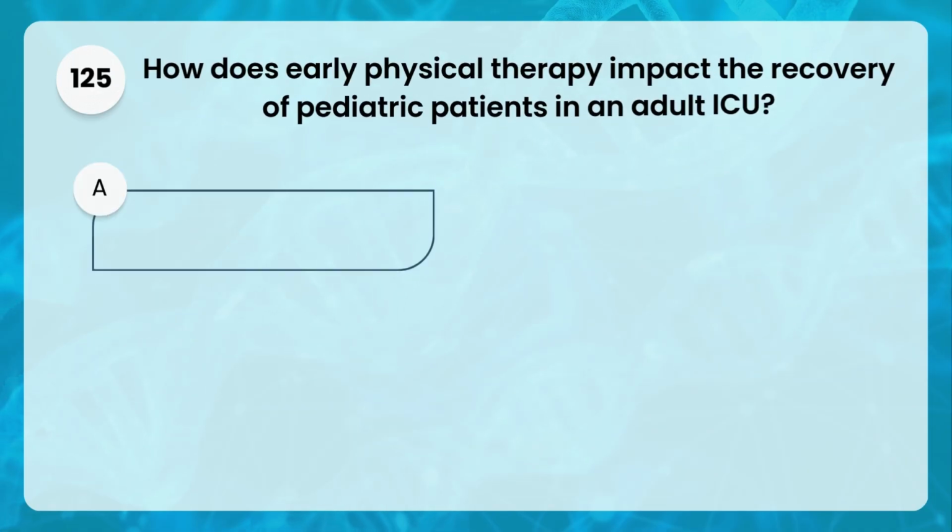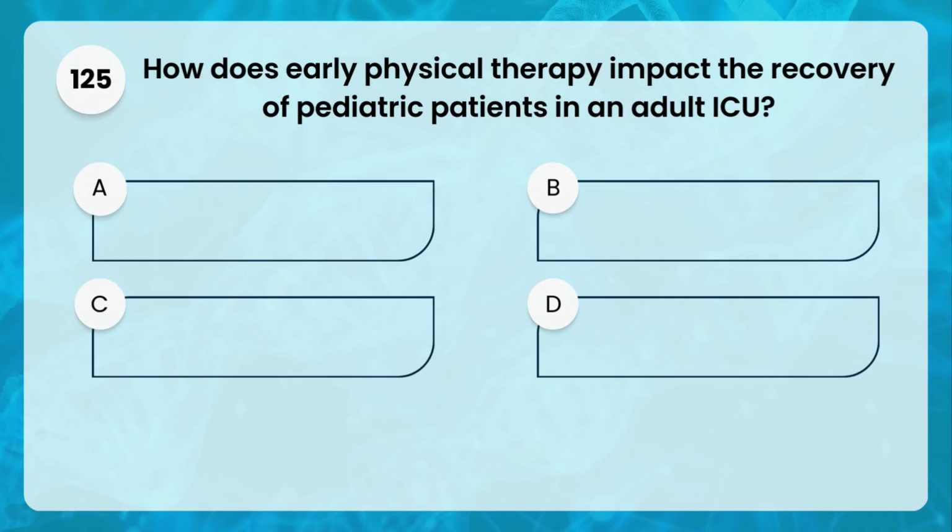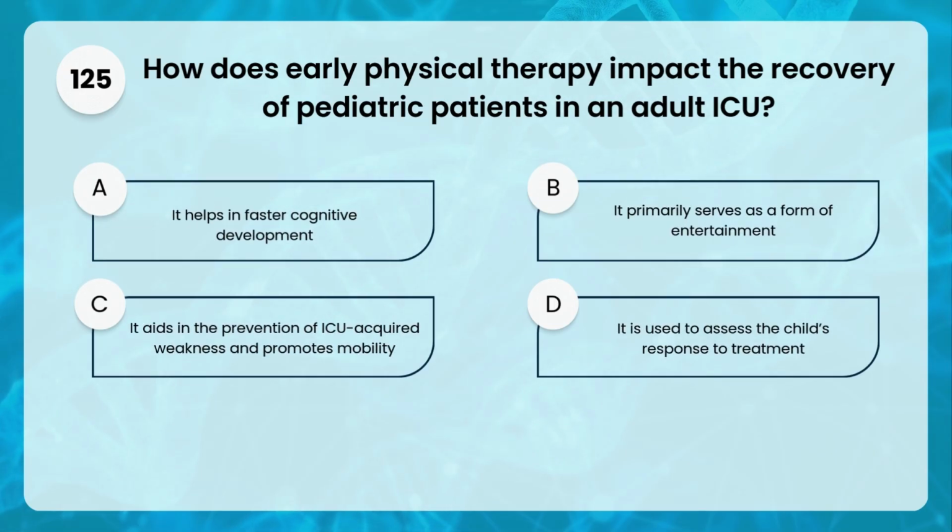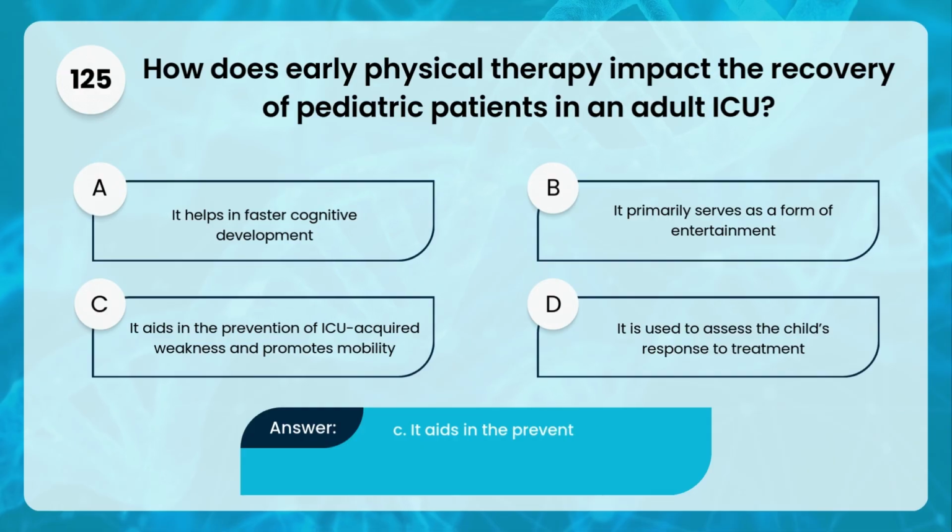125. How does early physical therapy impact the recovery of pediatric patients in an adult ICU? A. It helps in faster cognitive development. B. It primarily serves as a form of entertainment. C. It aids in the prevention of ICU-acquired weakness and promotes mobility. D. It is used to assess the child's response to treatment. The answer is C. It aids in the prevention of ICU-acquired weakness and promotes mobility.